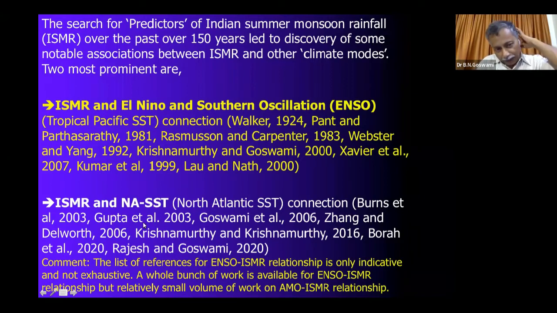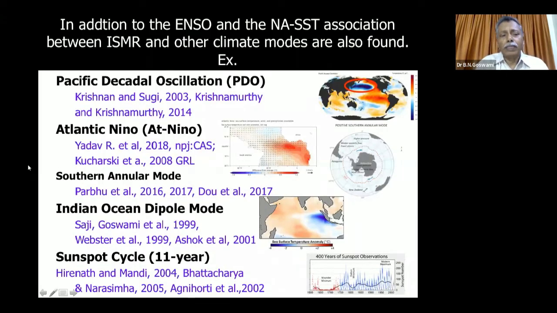This is not exhaustive, but the ISMR and North Atlantic SST relationship is relatively new, and therefore the volume of work is not all that much, but it is building up now. In addition to that, there are also other modes like the Pacific decadal oscillation and Atlantic Nino, as I mentioned, the southern annular mode, which happens in the Antarctic, the southern hemisphere, and these variations of the currents and zonal winds in this region, which is dependent on the pressure gradient in this region, are also found to be associated with monsoon.